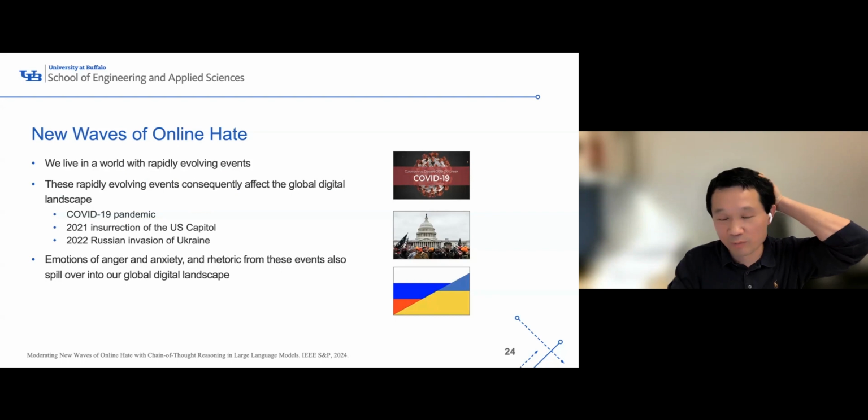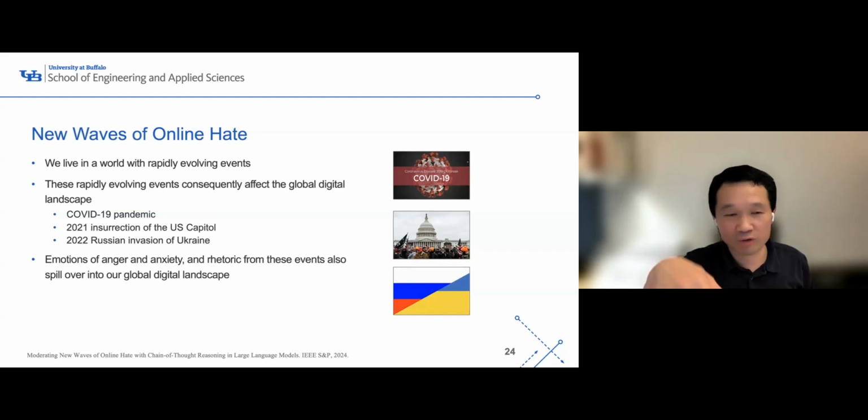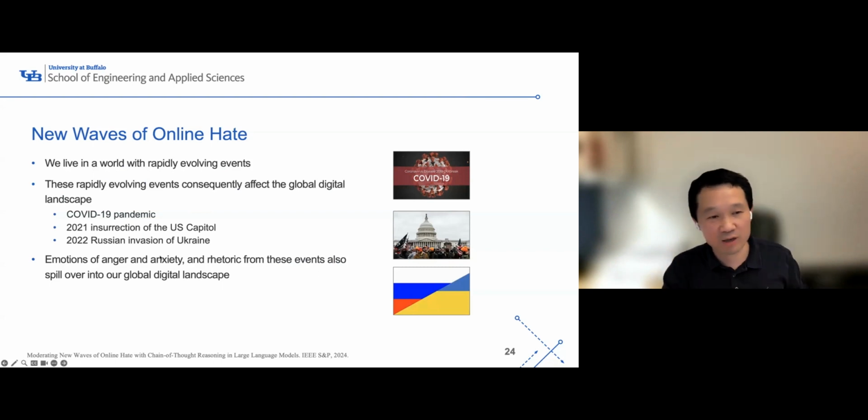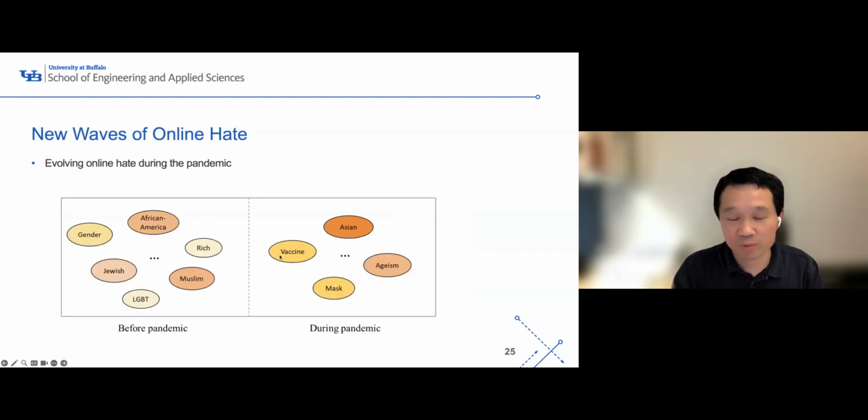In this work, we try to build a new system to detect some new waves of hate. We give three examples here. One is the COVID pandemic. There are also a lot of issues about the U.S. Capitol insurrection, and the Russia invasion. During those events, we can see many new kinds of hate speech online, especially on Twitter. But because we don't have the data set, the traditional approach cannot be used to detect those new waves of hate.